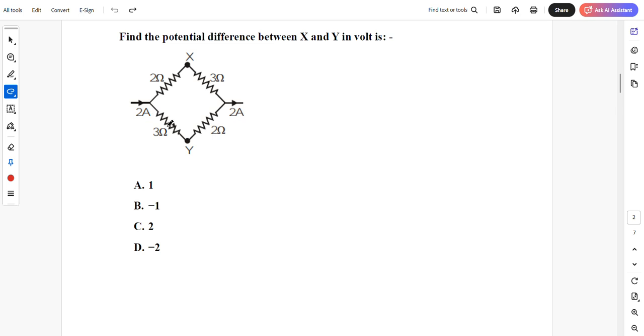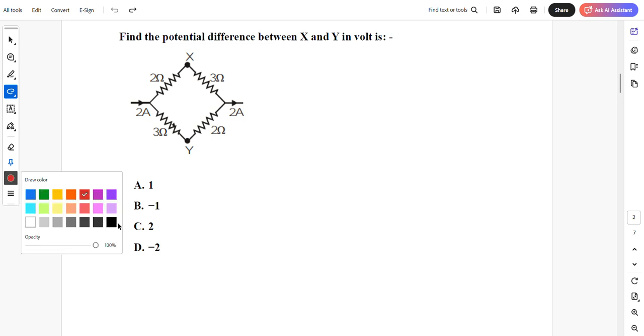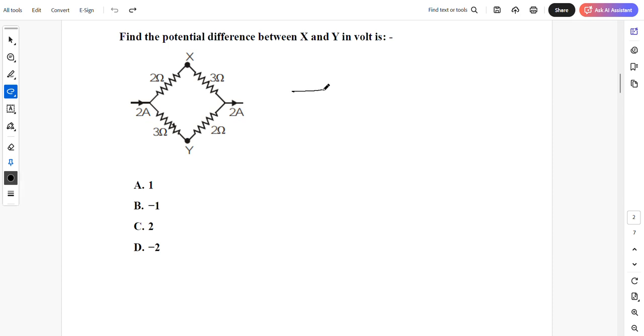This is the first problem. Now it is saying find the potential difference. You have to calculate the potential difference between x and y. Where is x? X is here and y is here. How can you calculate the potential difference between x and y? It is very easy. Write down the same circuit like this.